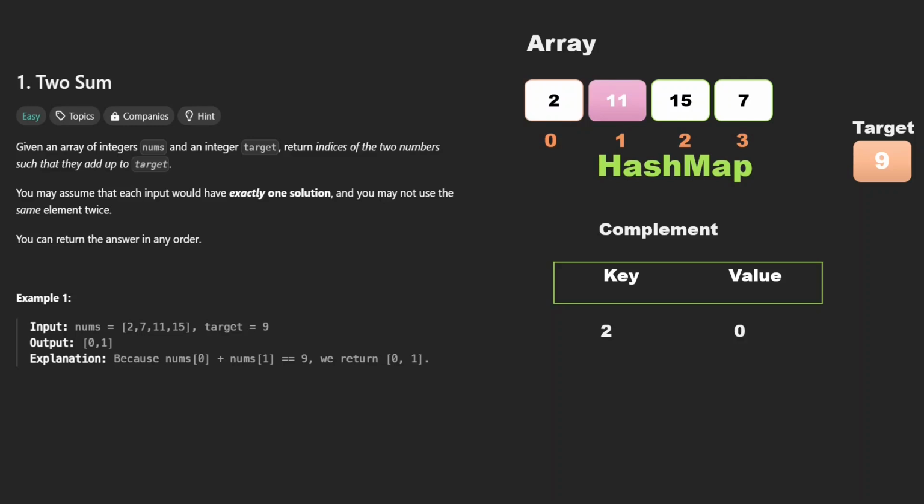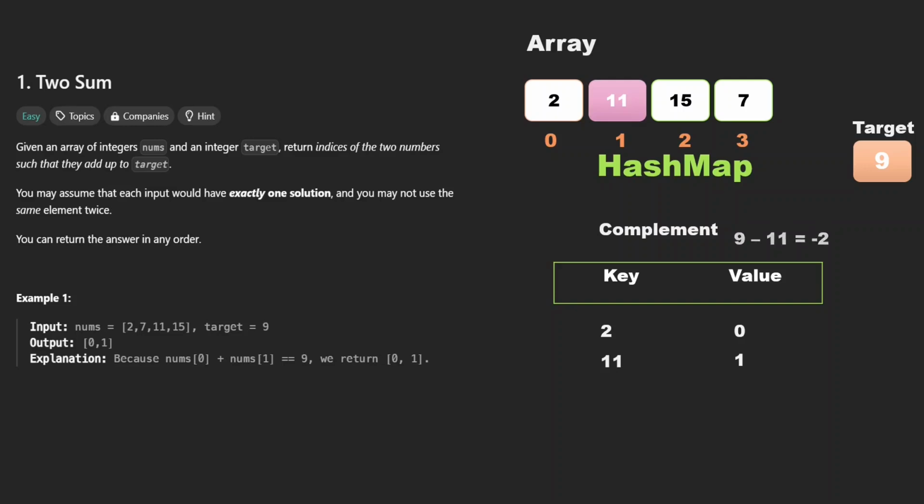So we'll check that 9 minus 11 equals minus 2. Now we will again check our hash map if minus 2 is present or not. We'll see that minus 2 is not present, so we will add the value, which is 11, and the index, which is 1. Similarly, again we will iterate this loop.